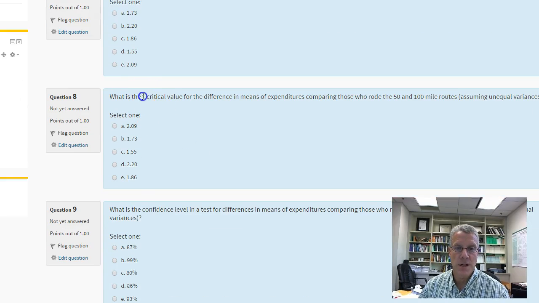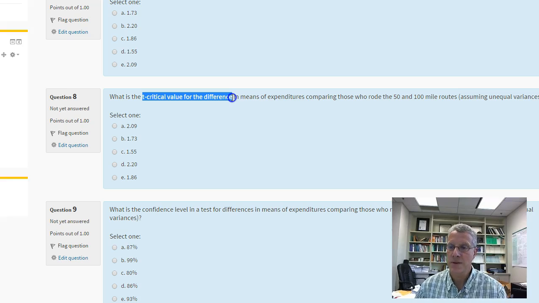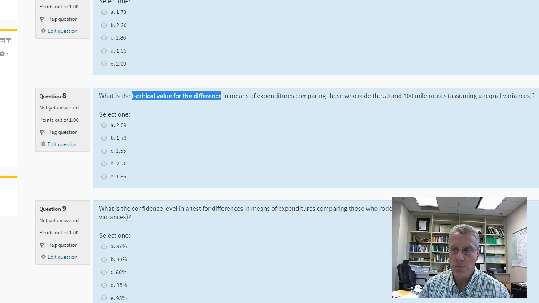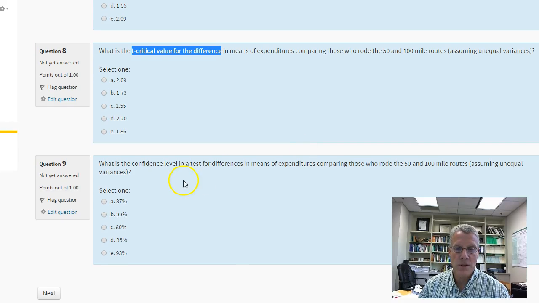And then what is the t critical value, as if conducting these hypothesis tests are the most important thing, but hopefully we'll see how that's important. The next question, what's the confidence level in this test? Okay.